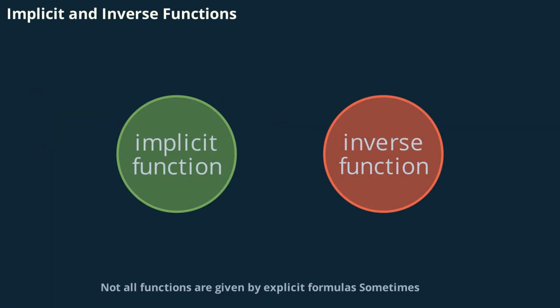Not all functions are given by explicit formulas. Sometimes a function is defined implicitly by an equation like x² plus 2y³ equals 0. Solving for y gives us the explicit form. Inverse functions reverse the process. If f(x) equals y, then f⁻¹(y) equals x. For example, if f(x) equals 2x plus 3, then f⁻¹(x) equals (x−3)/2. Understanding implicit and inverse functions is important for solving equations and analyzing graphs.